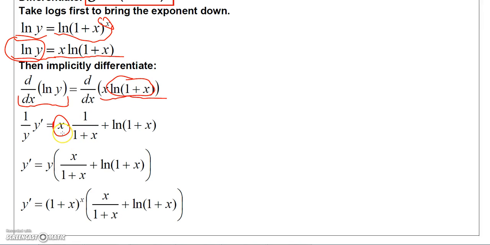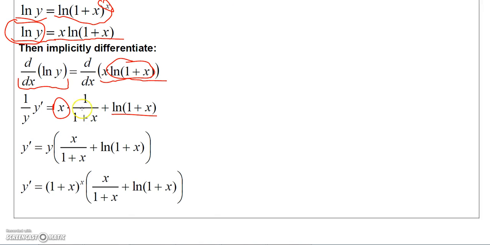So that's the first half of the product rule, x times 1 over 1 plus x. And now the second half of the product rule, I take the second function, which is natural log of 1 plus x, and multiply it by the derivative of x, which of course is 1. So what I end up with here is just x over 1 plus x plus natural log of 1 plus x. And so I'm just going to bring that down here.